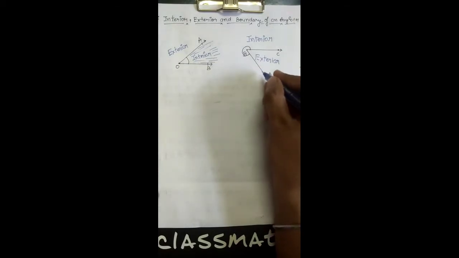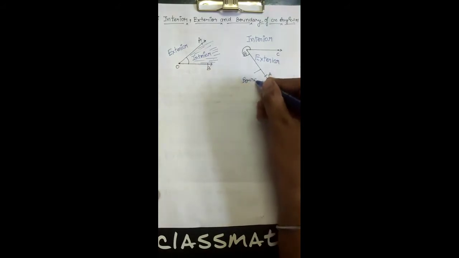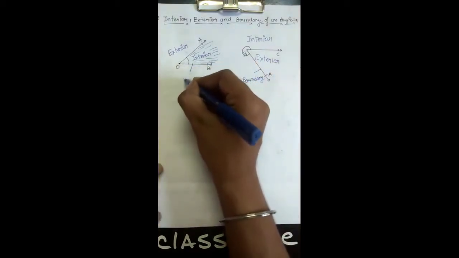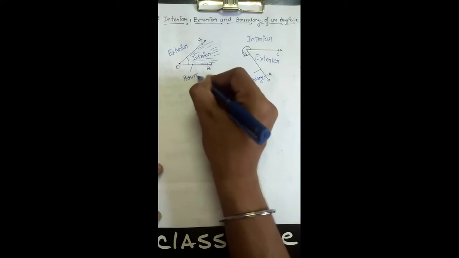And this ABC, this black boundary, is known as the boundary of the angle. Boundary. And the same with this case, this is also the boundary of this angle. So this is the concept of interior, exterior and boundary of an angle.